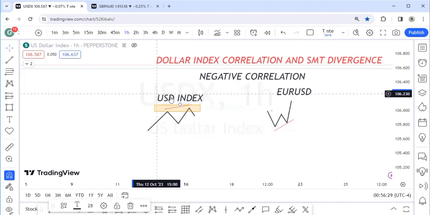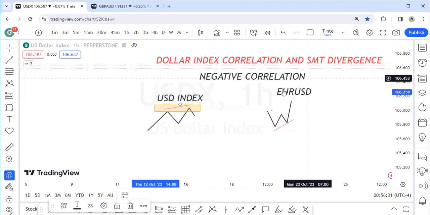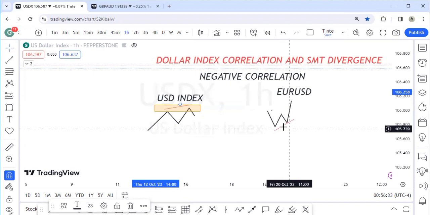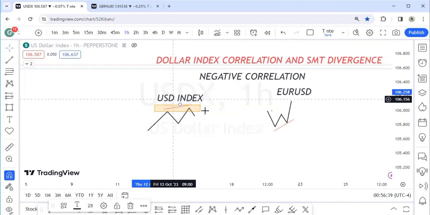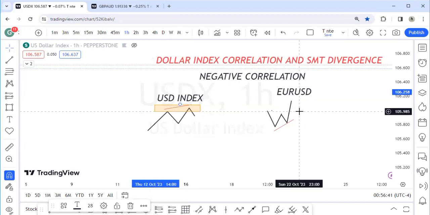So if you see dollar index make a high and euro fail to make a low, and you see a reason why euro should buy, then you can look for buy opportunities there while looking for sells on dollar index pairs, right? So this is what we mean by correlation, SMT divergence. And note this, we have what we call the positive correlation, but I'm not here to teach positive correlation because it's very easy.